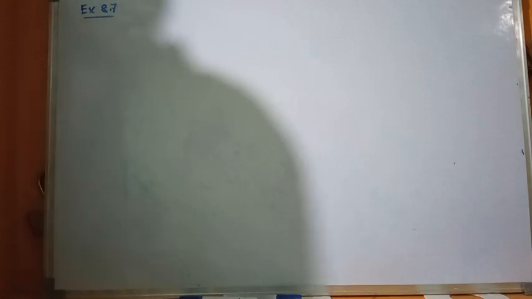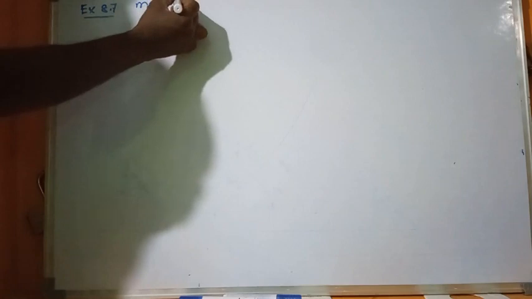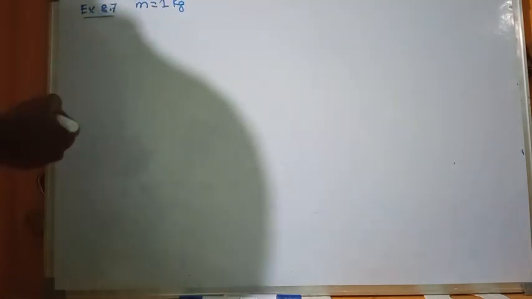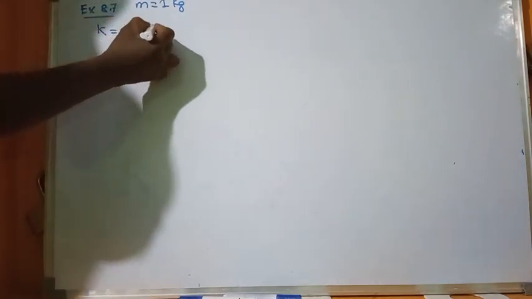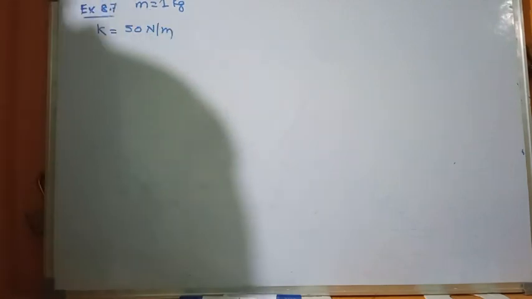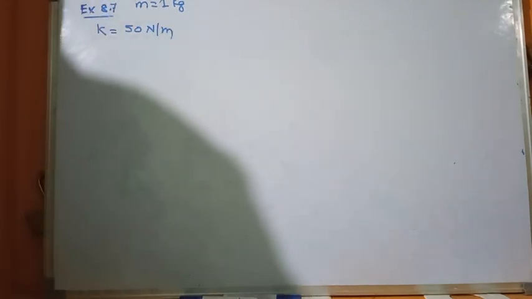Okay, so here we have a block whose mass is 1 kg fastened to a spring, and the spring has a spring constant k that is 50 Newton per meter. So mass of the block m is 1 kg, and spring constant is also given that k is equal to 50 Newton per meter.